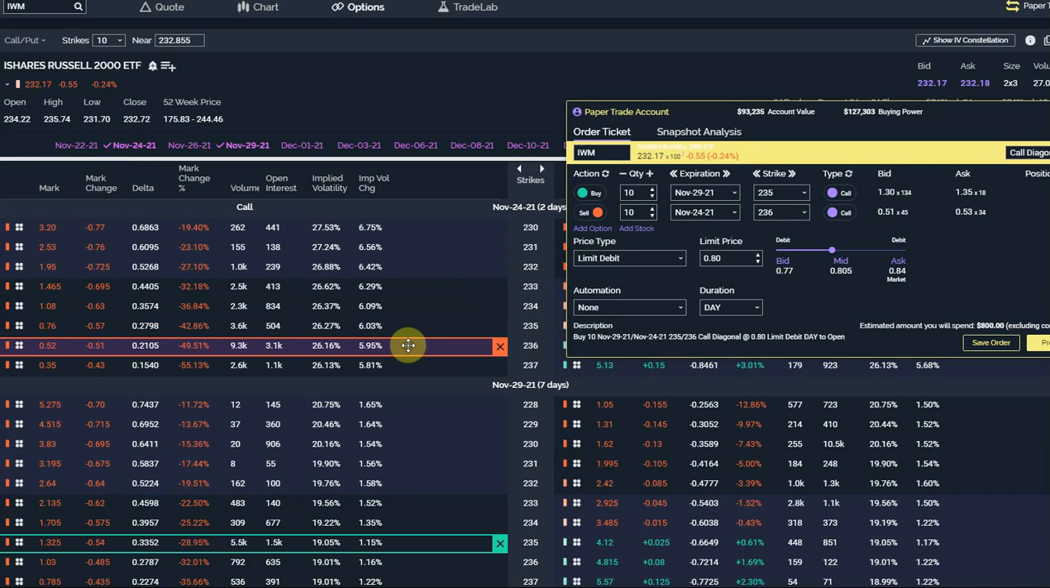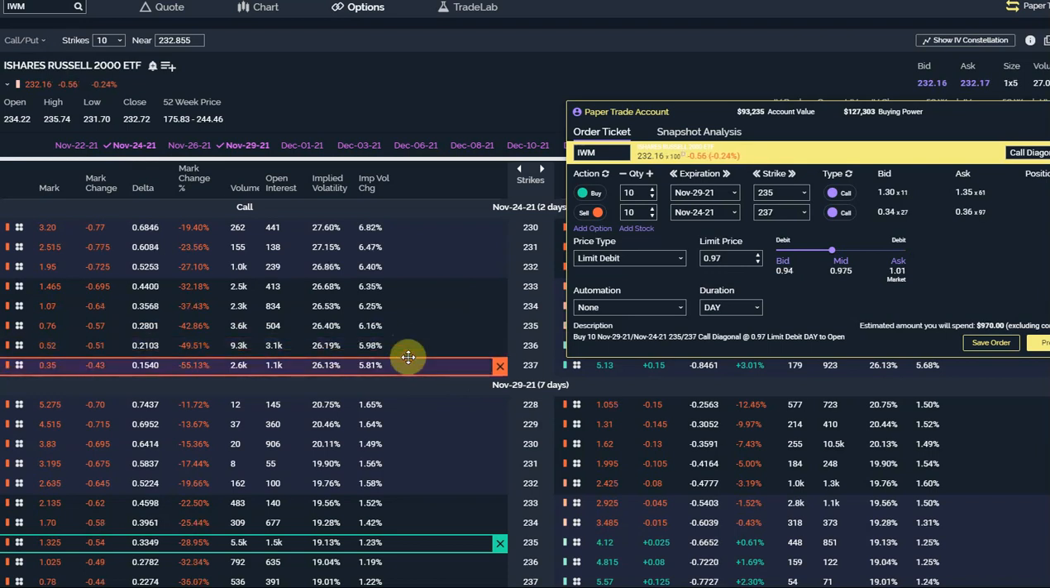I could have gone here. I probably should have. I went here instead. In fact, I should double check. I don't remember now. I did one of these two. But the point is, I stayed long because it was a swing trade opportunity from the get-go.